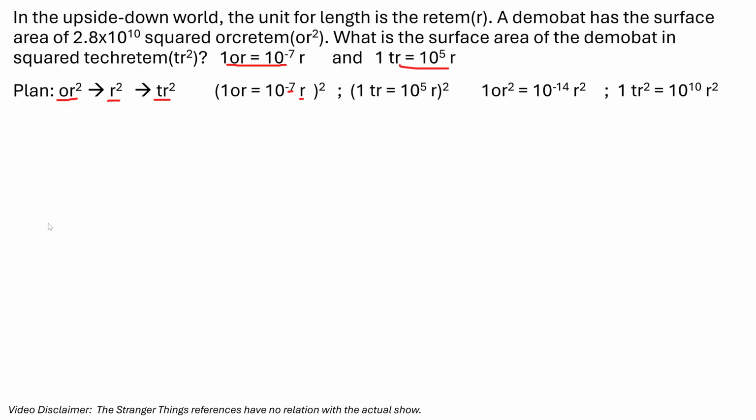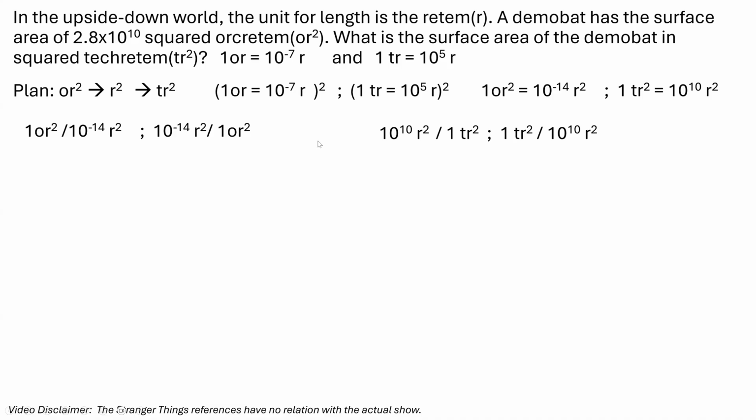So next we need to get the conversion factors, and remember that with each equality you get two conversion factors. For example, we can get the conversion factor from orc rectum over rectum, or rectum over orc rectum, and the same for tech rectum as well. So every equality gives you two conversion factors. Depending on what you start with and what you end with determines which one you use.